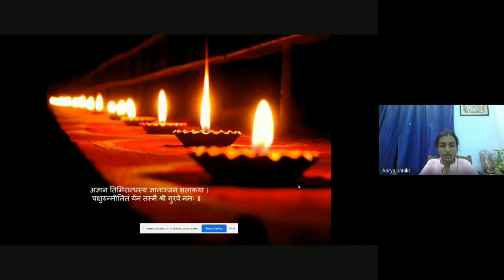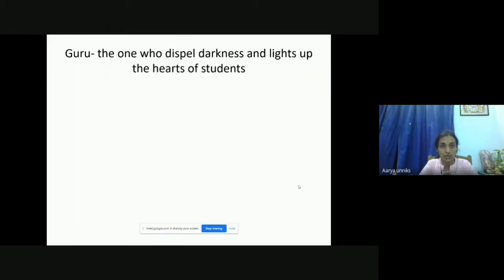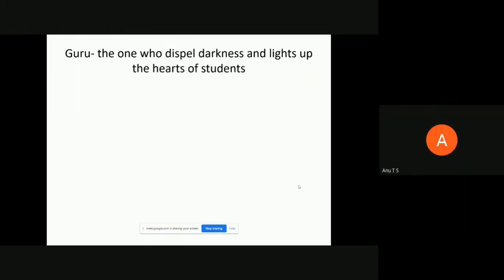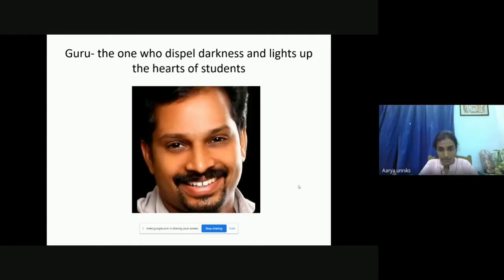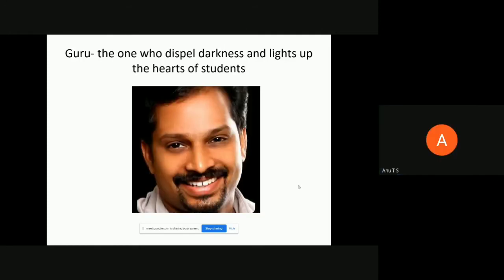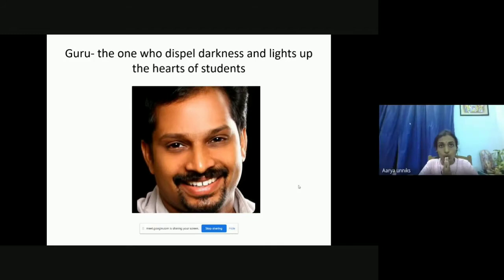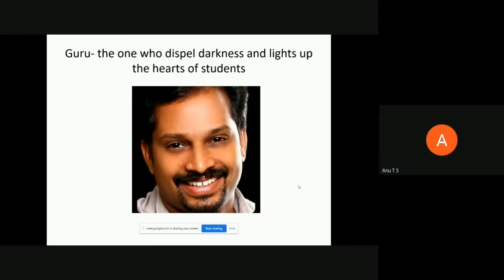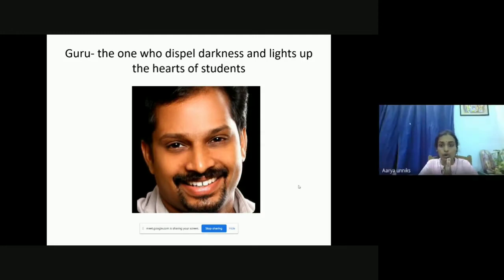Guru is the one who dispels darkness and brings light to the heart of friends. That was what Dr. Prakash Mangalsheri was. A true guru, a guide, a teacher, a mentor, a clinician, academician. He was a guru. Thank you, sir, for all the guidance you have given us.